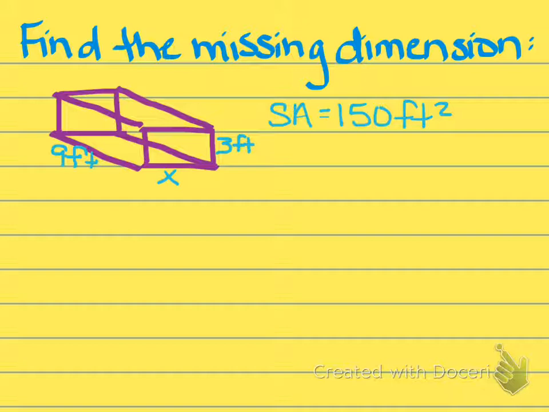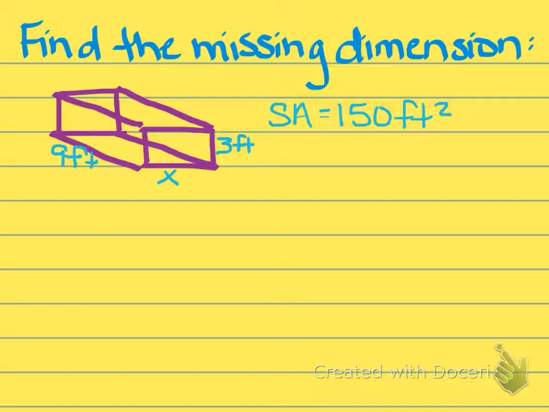Alright, so the first one we're looking at is find the missing dimension of this rectangular prism. They've given us the surface area, which is 150 feet squared, and they've given us the drawing, which is the 9 foot by X by 3 rectangular prism. Now I want you to go ahead and draw this, so you need to pause so that you can take notes and not be copying down a picture the whole time. So pause now and make this beautiful drawing.